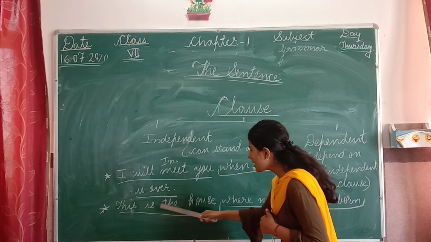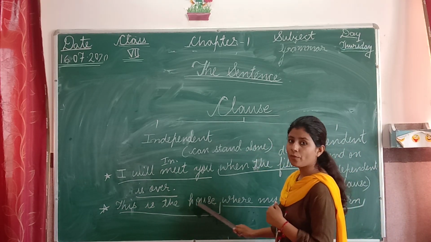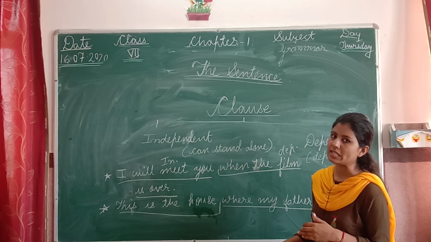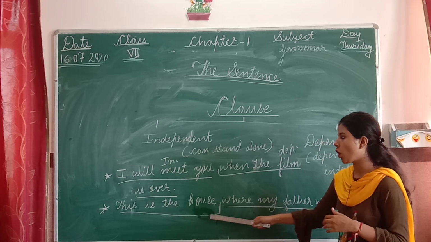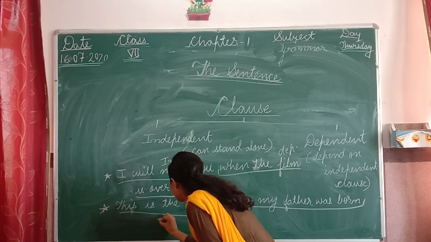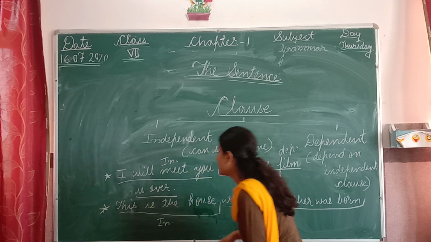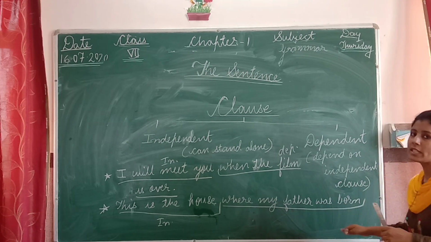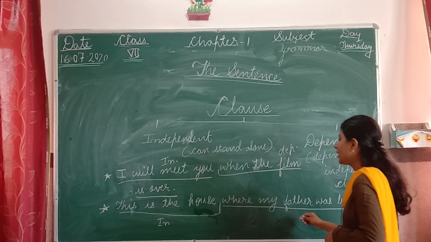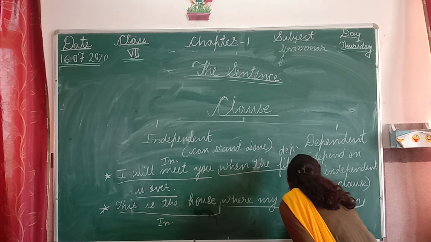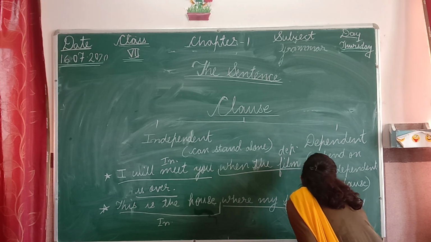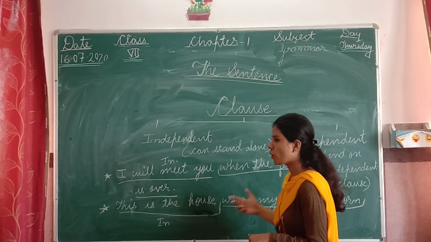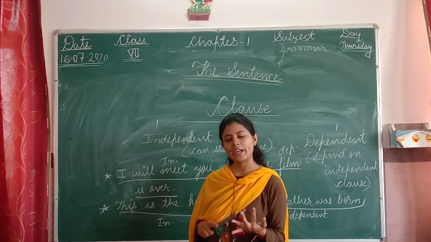Similarly, "this is the house." This group of words, this clause, can stand alone and convey the complete sense, and that's the reason it will be called an independent clause, because it can stand alone without the support of another clause. And "where my father was born," this clause can't stand alone, so it will be called a dependent clause. Okay students, now I hope you have understood this topic, and the sentence, the phrase and the clause.